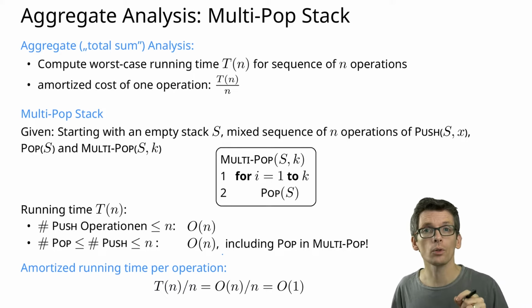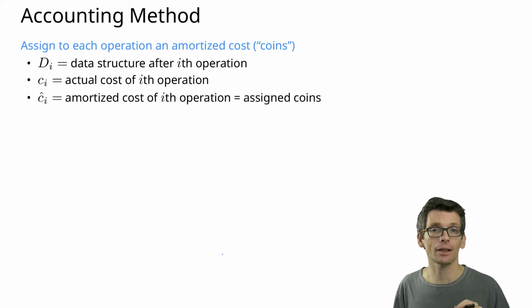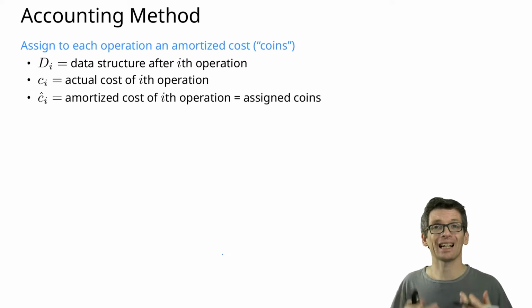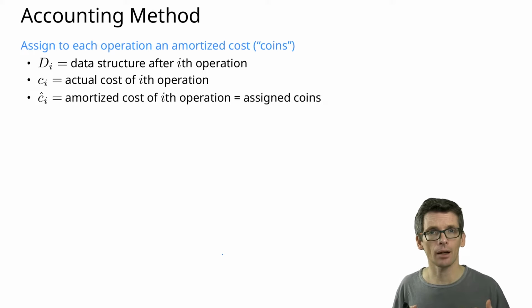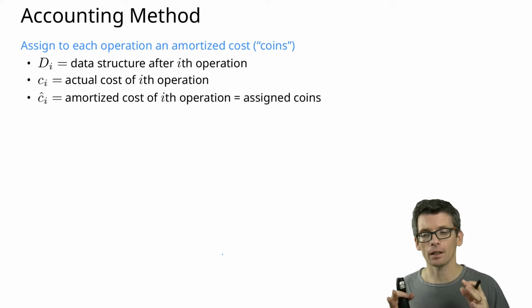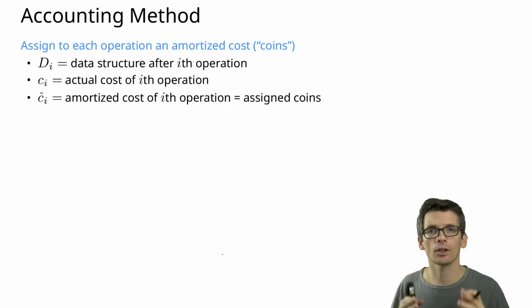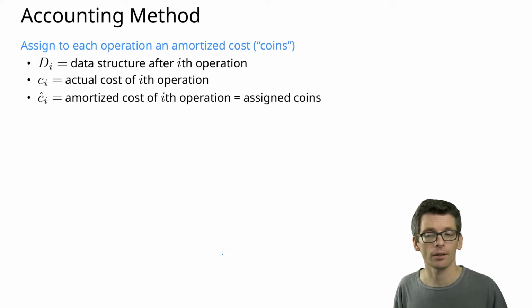We're now going to do an alternative analysis, and that is called the accounting method. It's slightly more complicated in the setup, but then it is a conceptually very clear analysis, and also commonly simpler than the aggregate method, because we typically don't need to deal with quite as complicated sums.